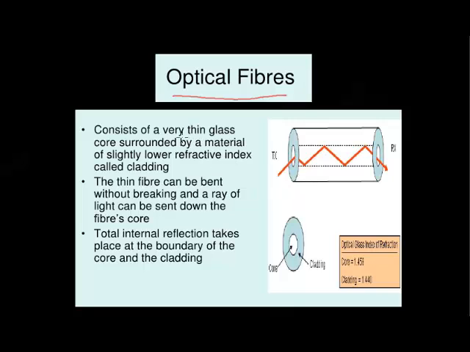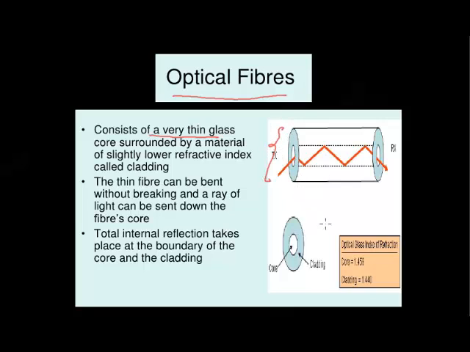So optical fibers are very thin, as thin as a human hair, and they are made up of glass or plastic or a combination of glass and plastic both. This is how they look like.